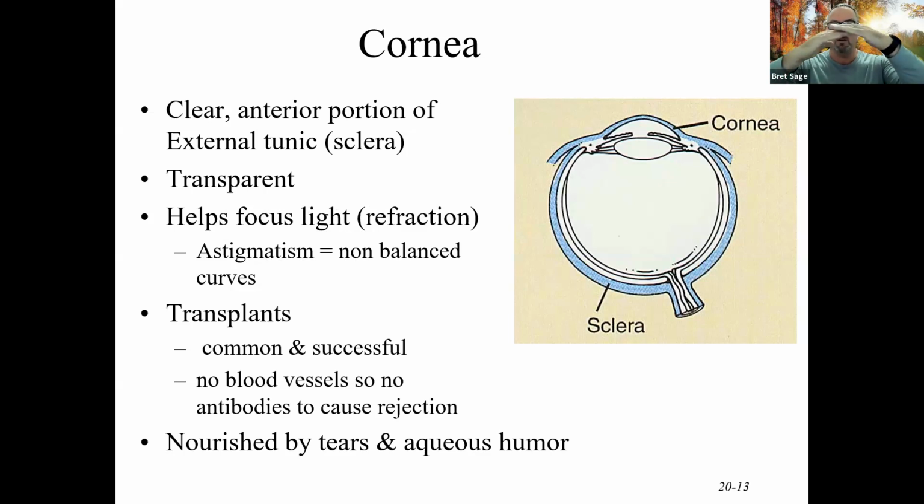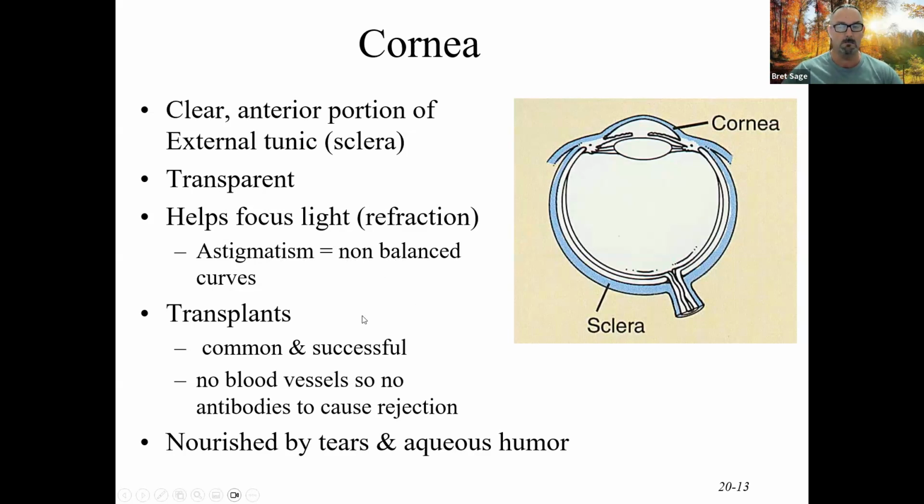So, for example, the curves that go this way don't match the curves that go this way, front to back, and left, right, don't have the same. So if you wear contact lenses, the astigmatism is a measure, something that has to be built into the contacts, as well as any lenses that you wear on the outside. Transplants, corneal transplants, they're common and successful.